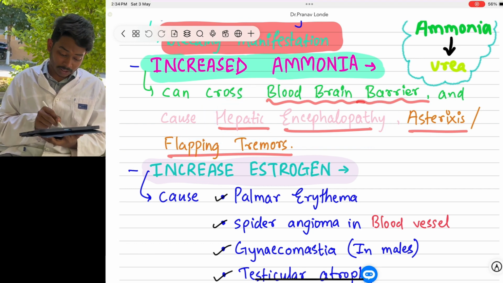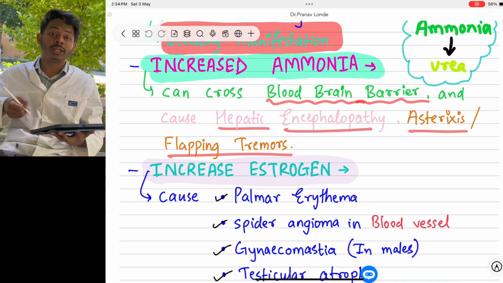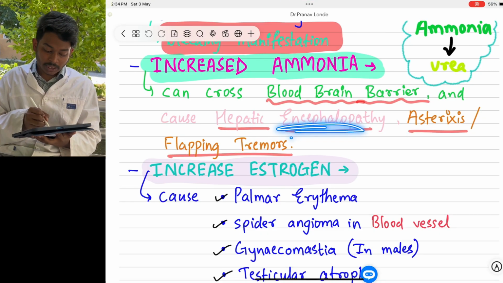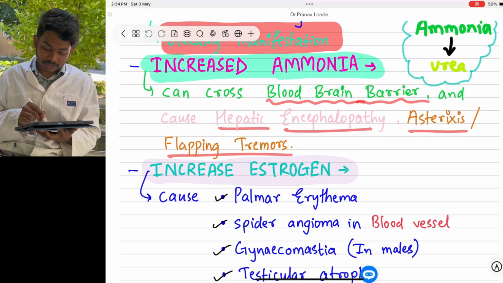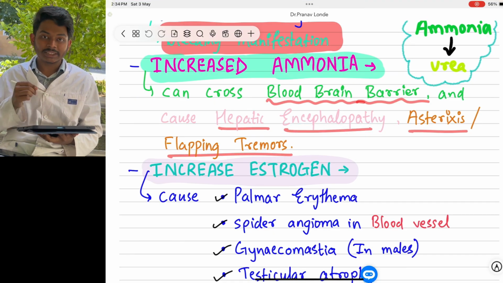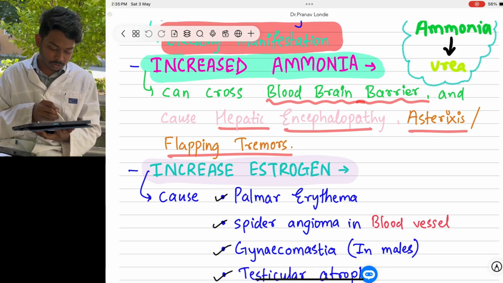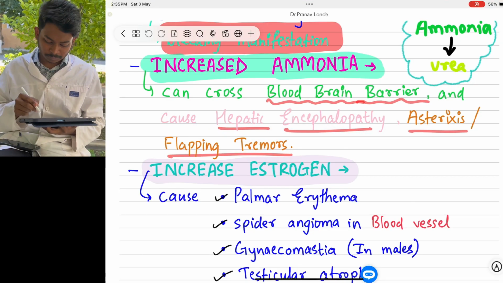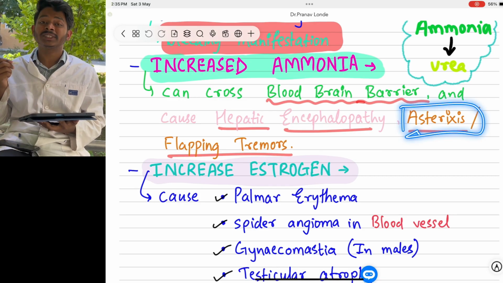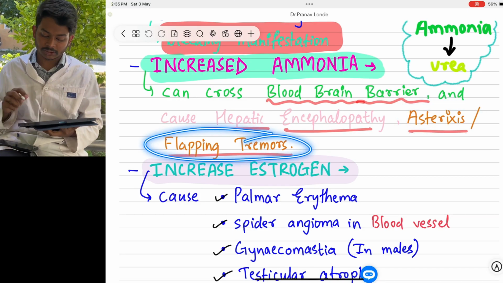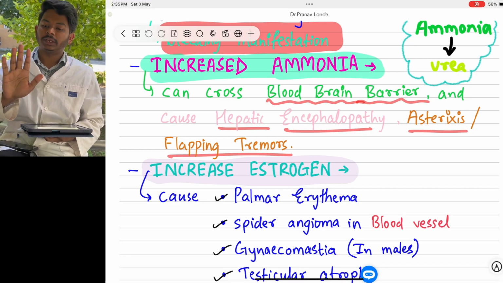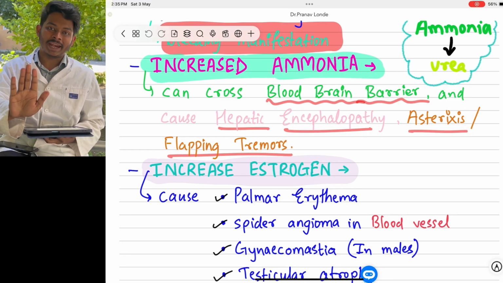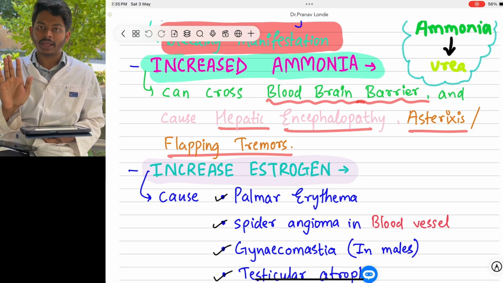What is meant by hepatic encephalopathy? Hepatic means something coming from the liver. Where to? Encephalo means brain. Pathy means the disease. So the disease occurring to the brain from the liver is called hepatic encephalopathy. In detail you will study more in pathology. And the other symptom is asterixis, or the flapping tremors. We have to tell the patient to raise their hands, and we have to push their hands back. So normally what will happen?